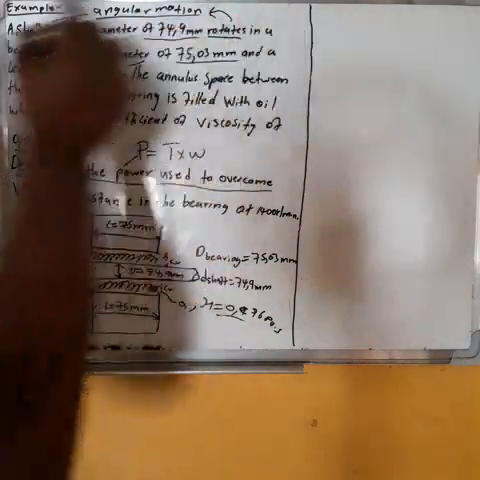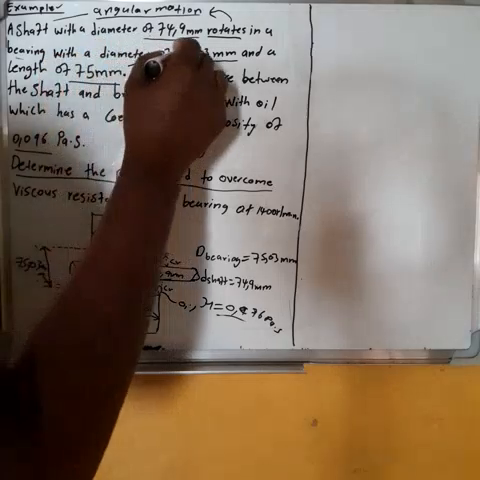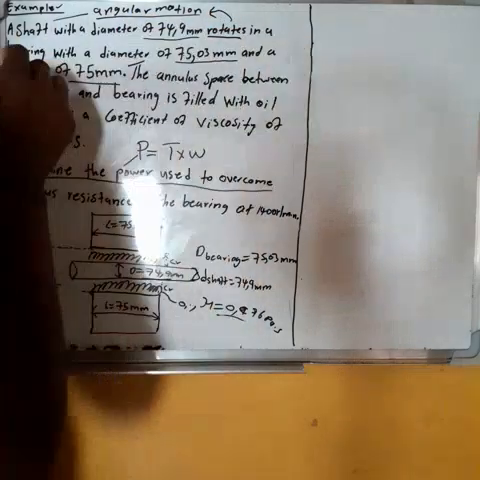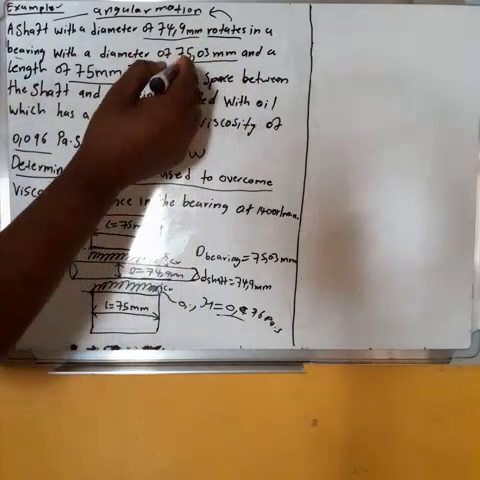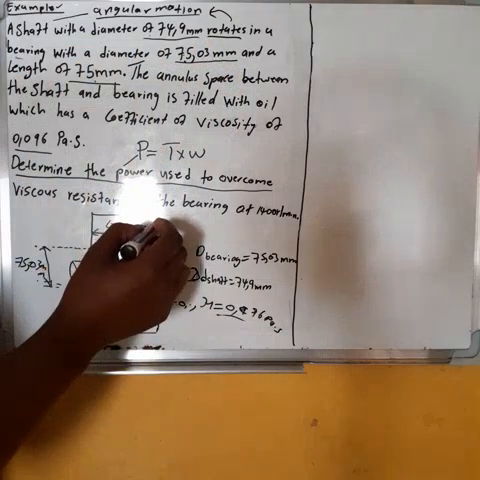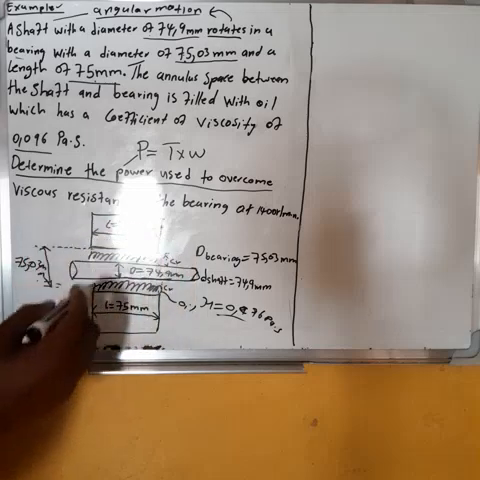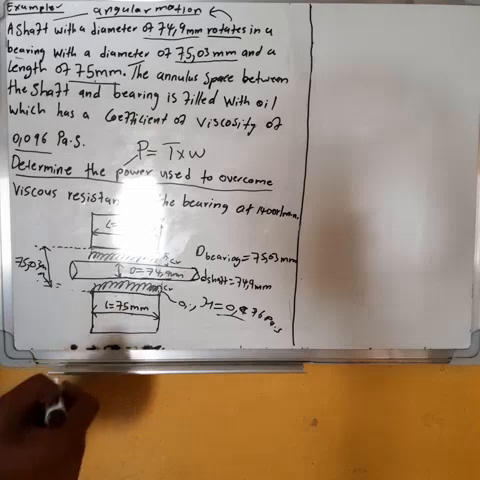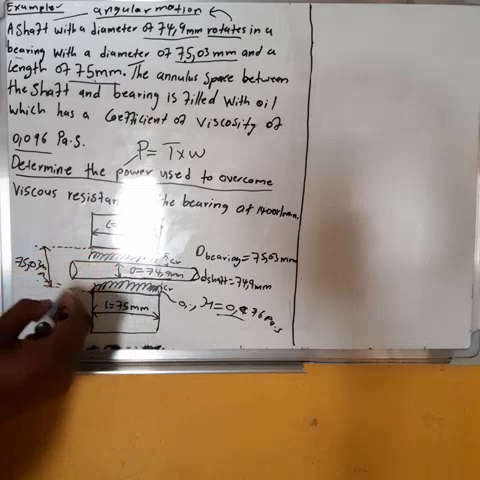Note this, in a bearing with a diameter of 75.03 millimeters and a length of 75 millimeters. You see, this bearing has a diameter and this length. Here is the bearing, I've drawn it here. This is the bearing with a length of 75. This is the bearing with its internal diameter, which I've written here.